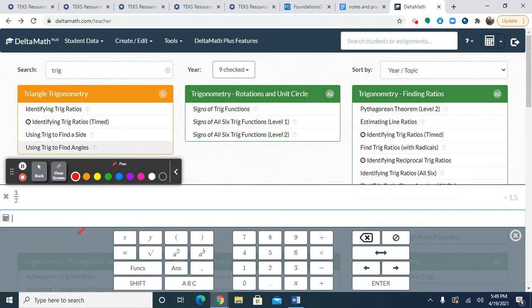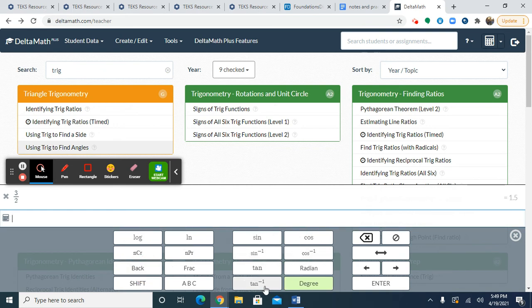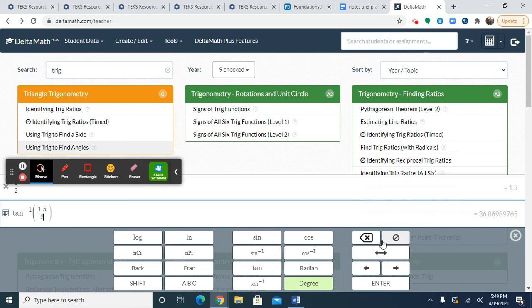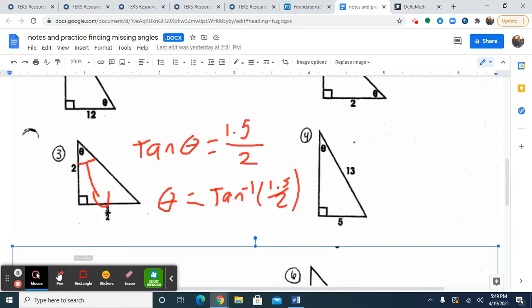So back into our calculator, we're going to have arc tangent of 1.5 divided by 2, which is equal to 36.8. That could be rounded to 37. So we're going to go ahead and do 37.